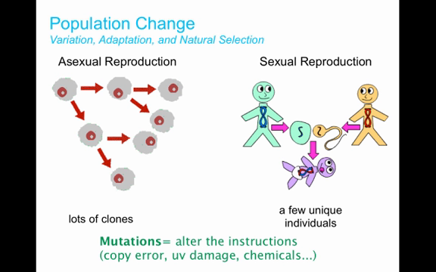This can happen just because when DNA is replicated so much, there are naturally errors. It can also happen because of processes that we call mutagens. In other words, they cause mutations. This includes things like UV damage and other harmful chemicals. So although asexual populations can replicate very quickly, they tend to have little variation among them.